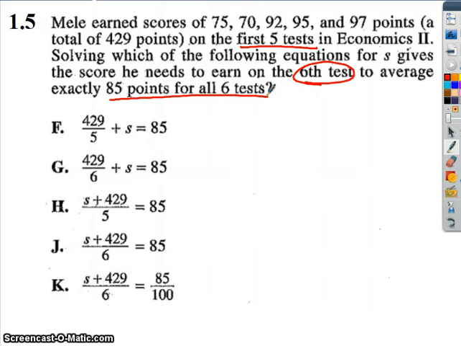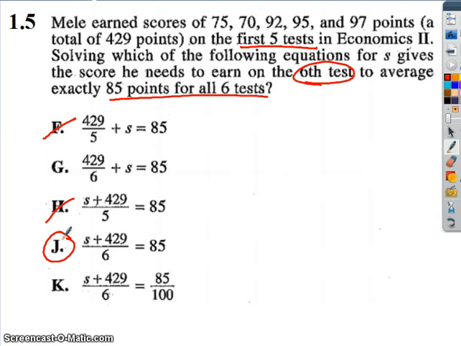Okay, so if we are going to average all 6 tests together, these should stick out in your mind as being wrong because we don't want to add that test in there and then still divide by 5. We want to add every test grade together and then divide by the 6th test. So if all of these add up to be 429, then the 429 represents the first tests and the S is that other one. So we would want to add all 6 tests together and then divide by 6. So you can see that that one's the right one.